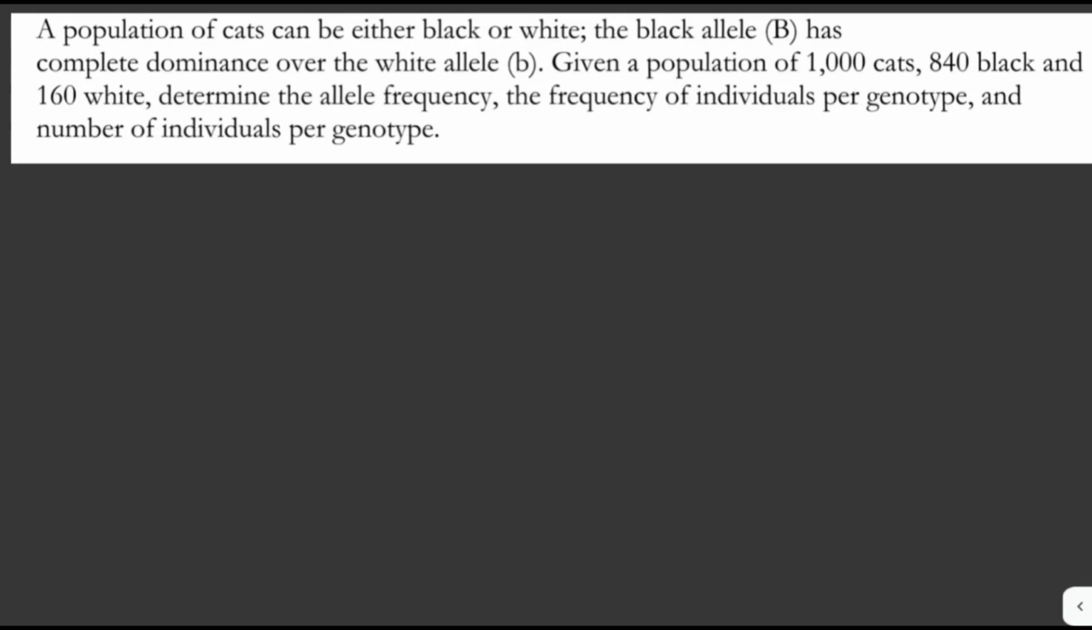Let's solve some sample problems here. A population of cats can be either black or white. The black allele, denoted as big B, has complete dominance over the white allele, denoted as small b. Given a population of 1,000 cats, 840 black and 160 white, determine the allele frequency, the frequency of individuals per genotype, and number of individuals per genotype.